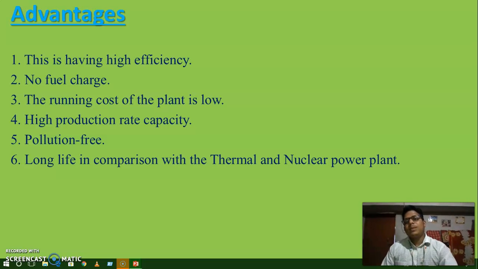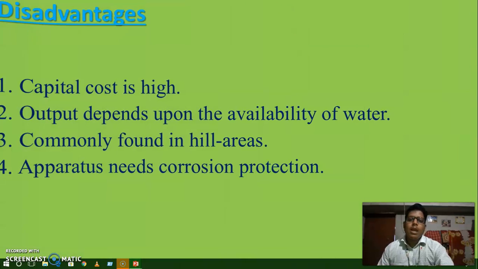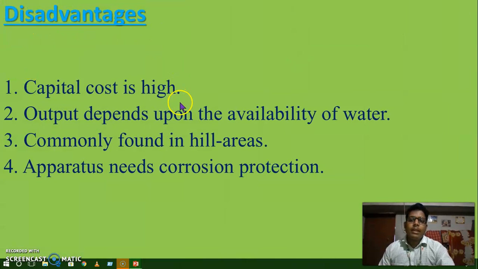A hydropower plant has some advantages. There is no fuel charge. The running cost of the plant is low. High production capacity, pollution free, and long life in comparison with thermal and nuclear power plants, and it has high efficiency. And then there are some disadvantages. They are commonly found in hill areas. Apparatus needs corrosion protection, output depends upon the availability of water, and capital cost is high.